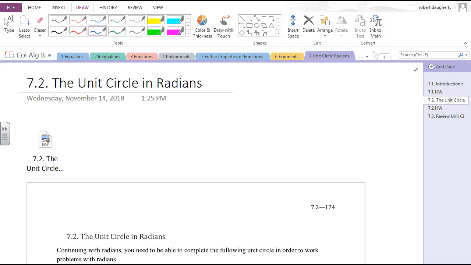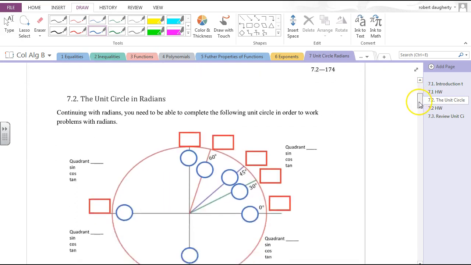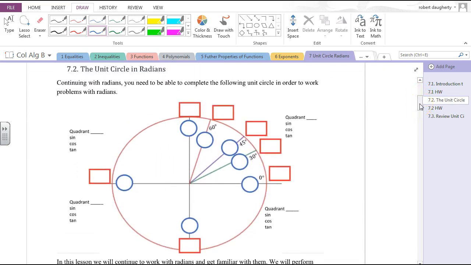So, lesson 7.2. This is day 2 of the unit circle and radians. We introduced the topic the last time we were together. This is our second session on radians, and then we'll follow up with a review, followed by quiz number 8, sorry. So let's go ahead and take a look at this.